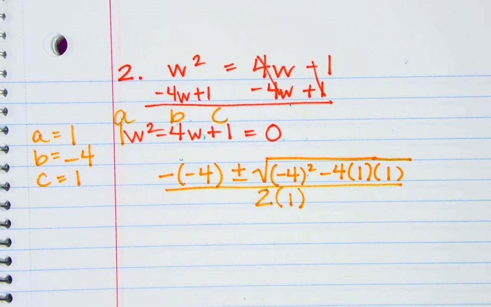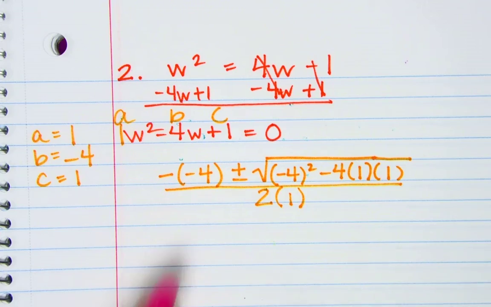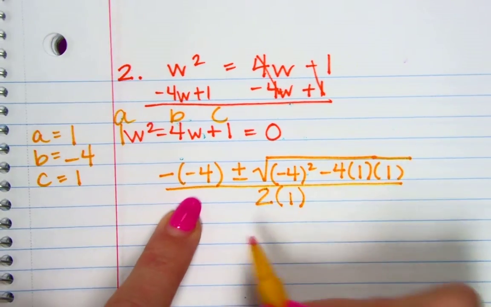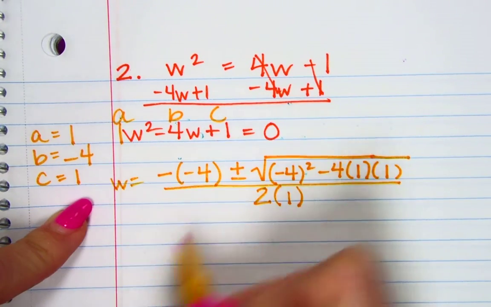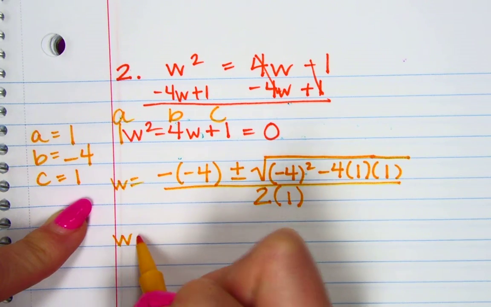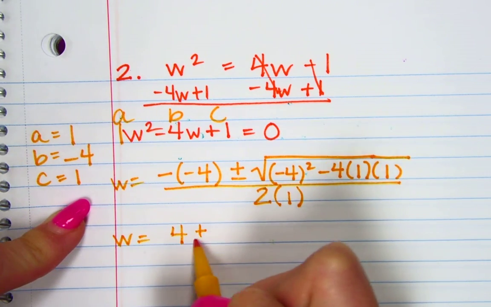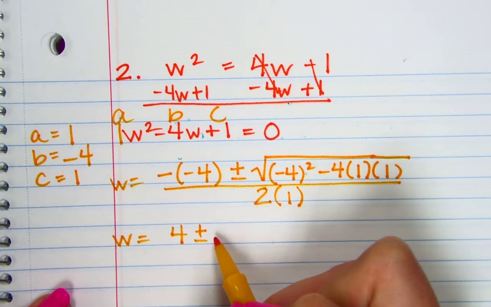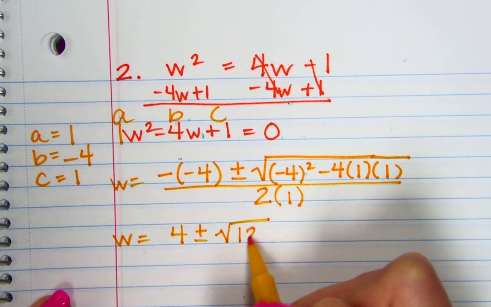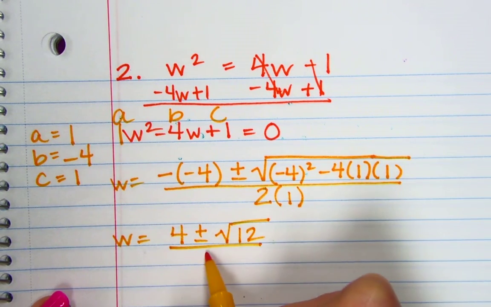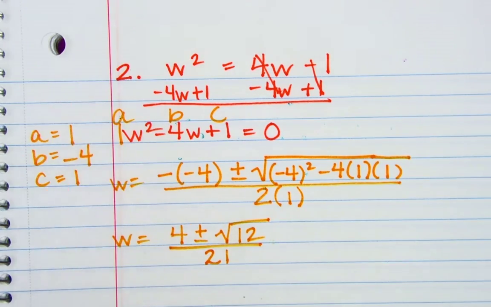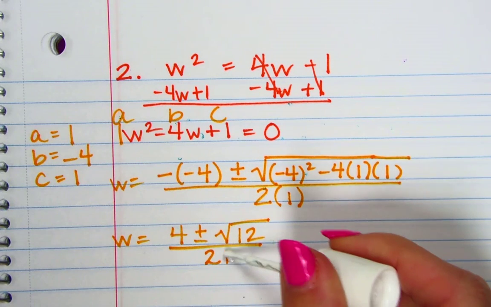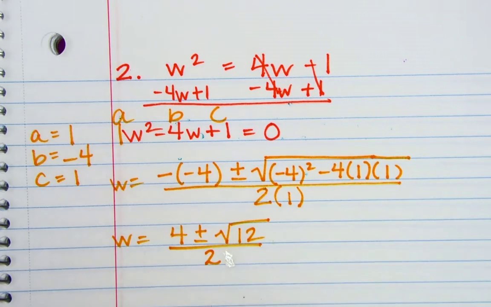Now we're going to simplify it. Negative 4 becomes positive 4. Who's got this figured out? 12. Radical 12. And 2 times 1? 2. Oops, I just said 2 and then I wrote it wrong. Ignore that. 2. So is 12 a square number?